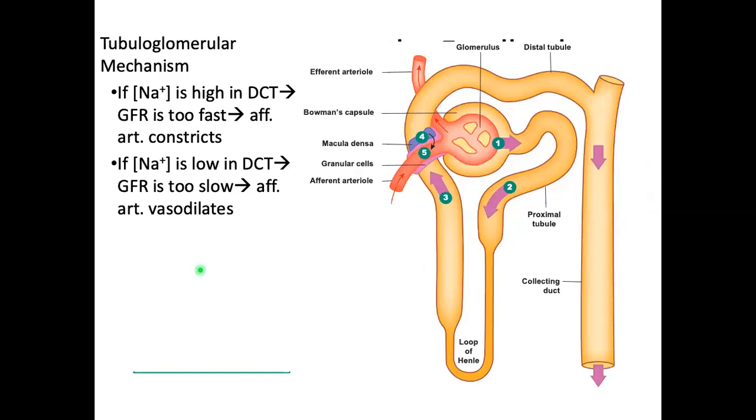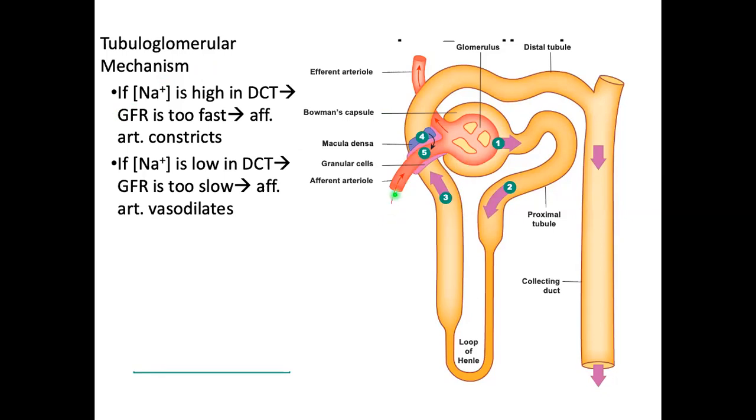Okay, so how does the tubuloglomerular mechanism work? If sodium concentration is high in the distal convoluted tubule, that means glomerular filtration rate is going too fast, and that afferent arteriole needs to constrict to slow down glomerular filtration rate. Take a look at the picture.